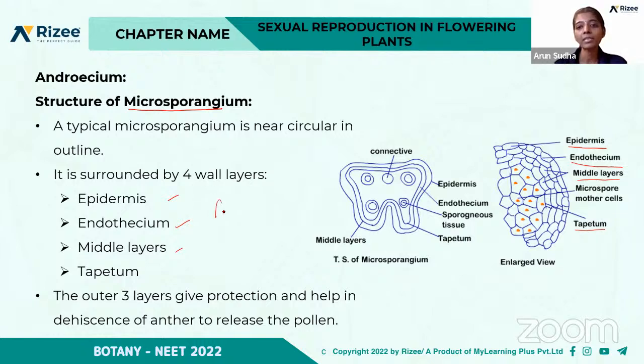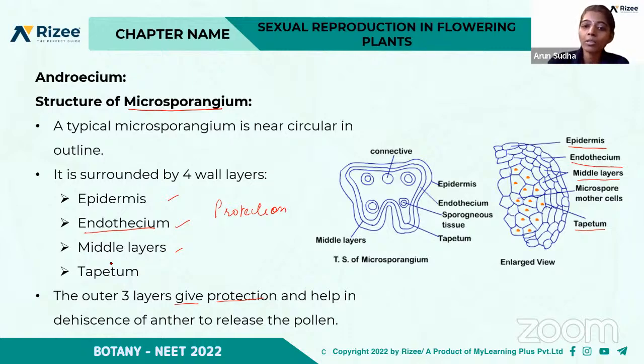The purpose of this is protection, right? So they give protection, and they help in the dehiscence of anther to release the pollen. The pollen grains are present in the pollen sac, so this microsporangium layer has to dehisce to release the pollen. These 3 outer layers give protection, and particularly the endothecium is involved in the dehiscence to release the pollen.